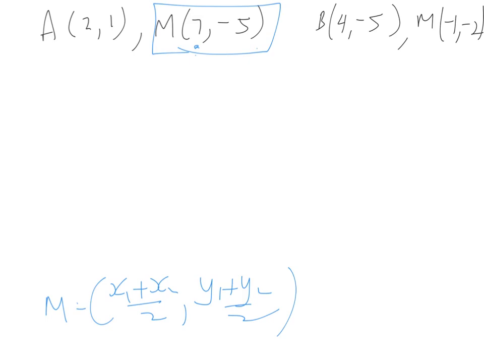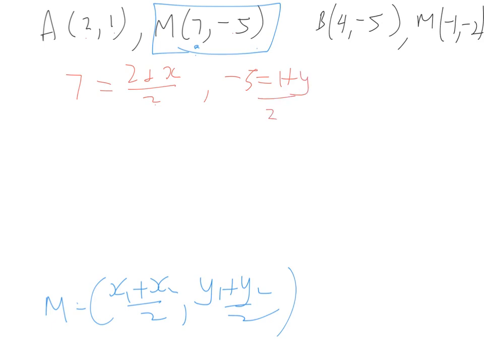So we can say that we've got 7 equals, so that's our midpoint, equals 2 plus something, we don't know what it is, let's just call it x, over 2. Now from this, well, we transpose. And same thing for y. For y, we've got negative 5, so negative 5 equals 1 plus y over 2.